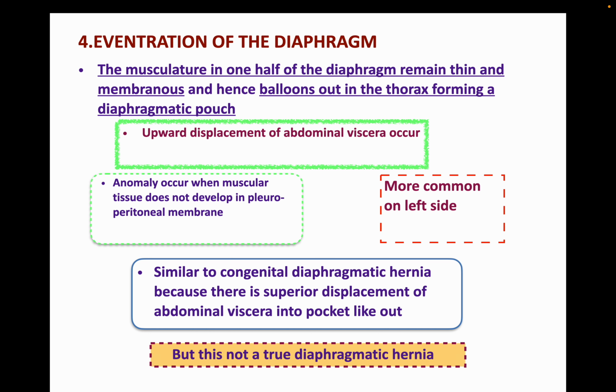But this is not a true diaphragmatic hernia. Why? Because it is only a weakness of the wall. It is not the absence of the wall. So the partition is there, but it is membranous. It does not have muscular tissue. So that portion is known as eventration of the diaphragm.